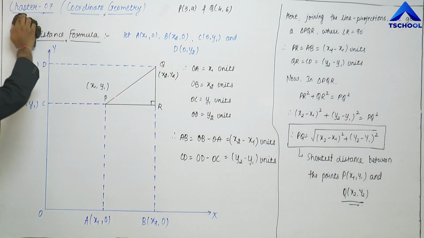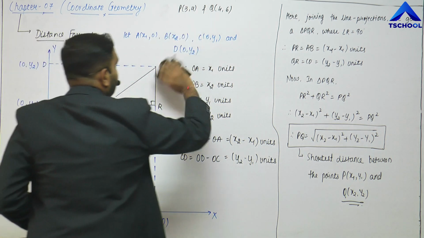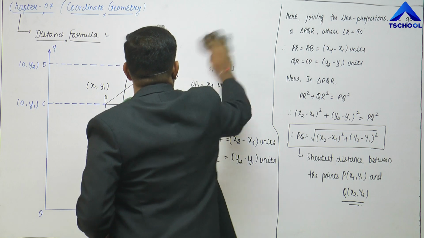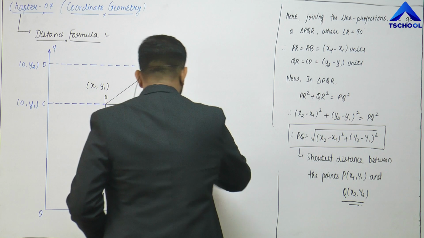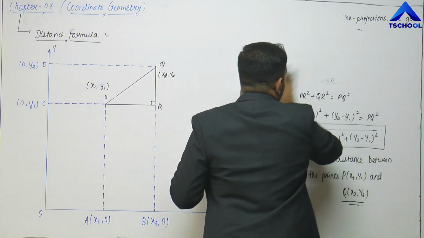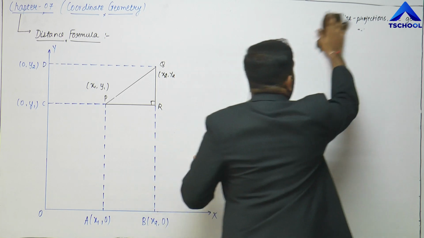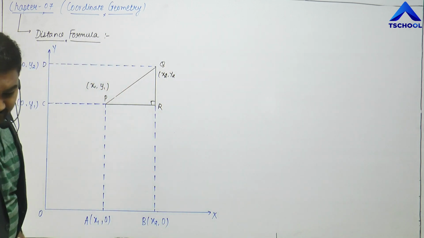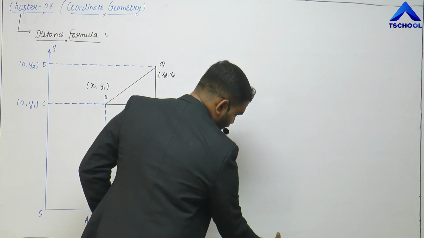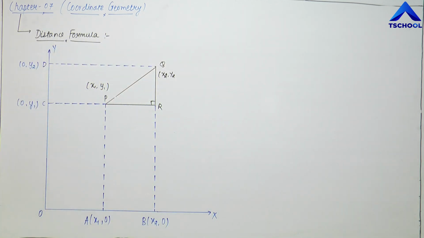Okay, now let me erase this, and I want to talk about one more point related to the distance formula. Then we shall move on to the examples, that how the distance formula is used to find out the distance between the 2 points, right? Friends, here we have taken 2 points that are lying in the first quadrant, right?